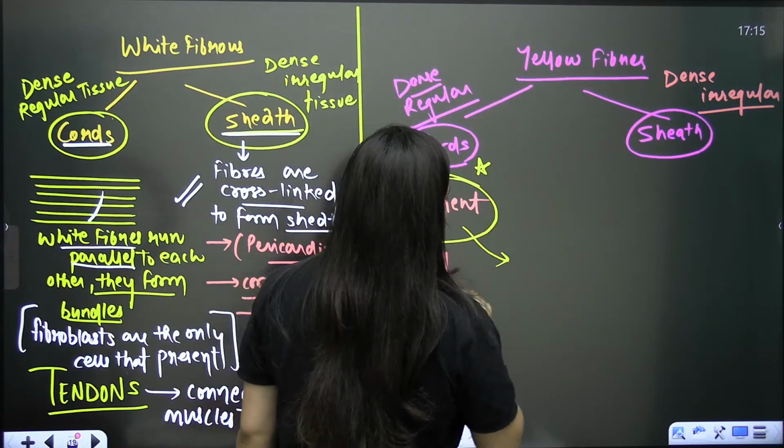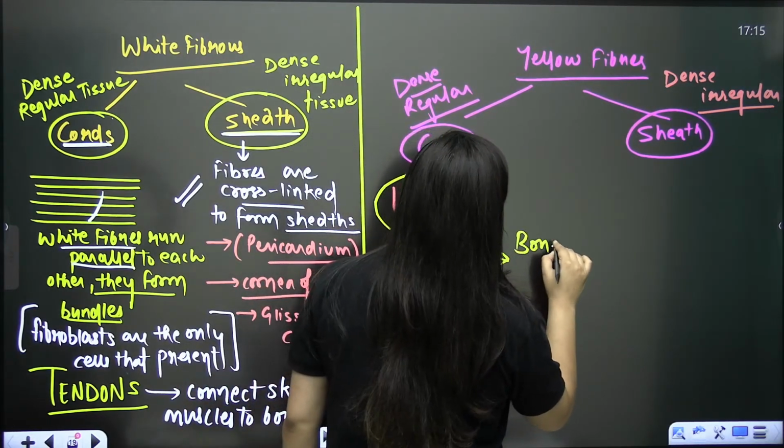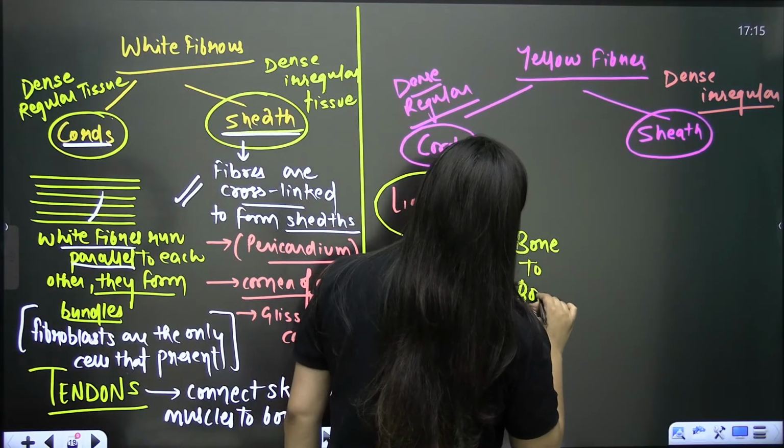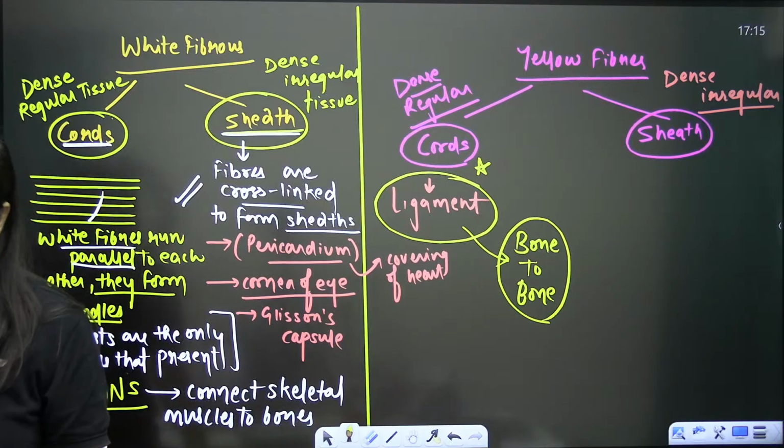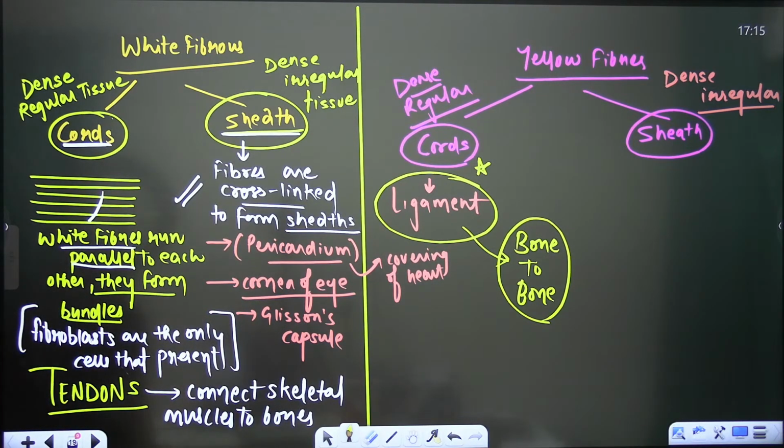So what is the role of ligament? Ligament helps the bone to get attached to the bone. So they help in bone to bone attachment. Clear? Right? Clear?